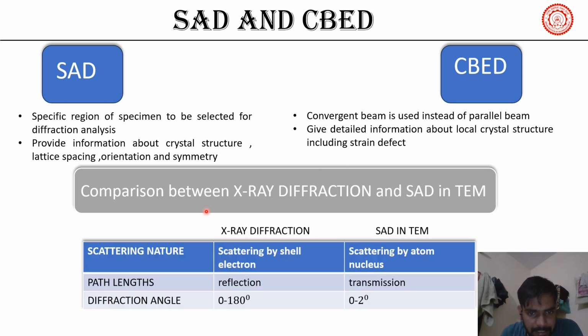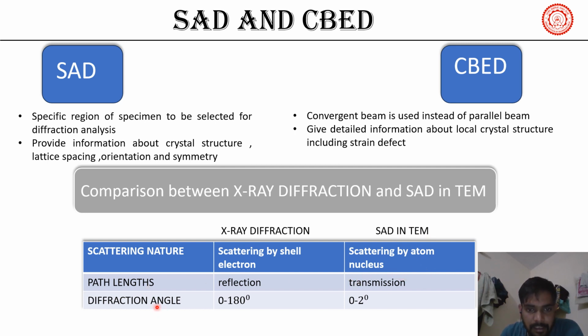The first one is scattering nature. In X-ray diffraction, the scattering is by shell electrons. In the TEM, the scattering is by the atom nucleus. On the basis of path, X-ray works on the phenomenon of reflection, while the electron beam in the TEM works on transmission.